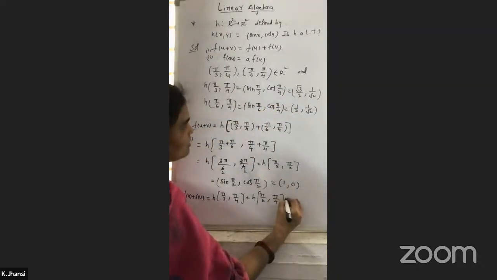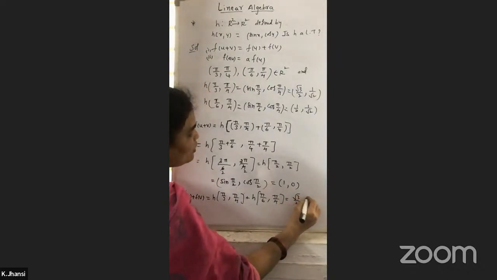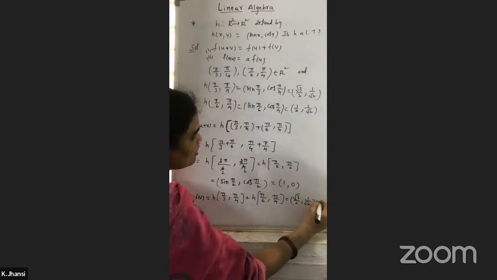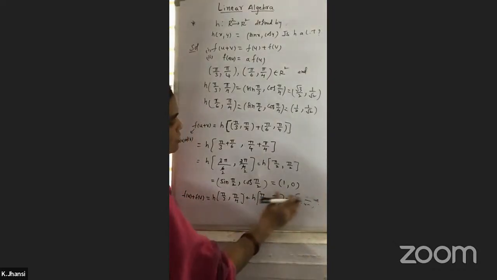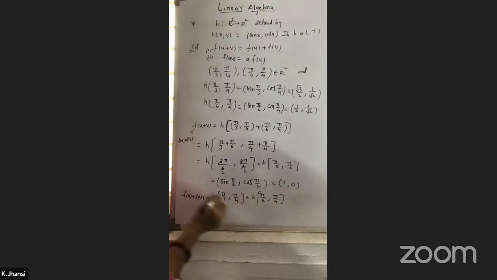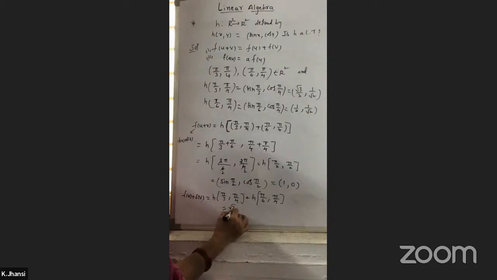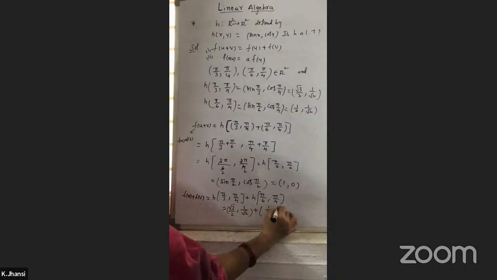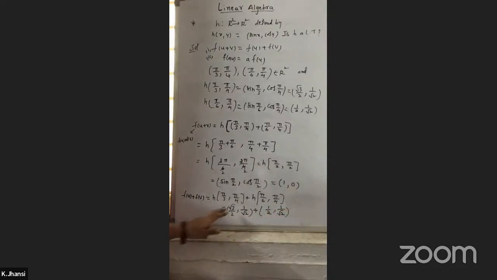Directly if you substitute here, you will get root 3 by 2, comma 1 by root 2, plus 1 by 2, comma 1 by root 2. Okay. So here also, first you have to add the first coordinates, that is root 3 by 2 plus 1 by 2, comma 1 by root 2 plus 1 by root 2.